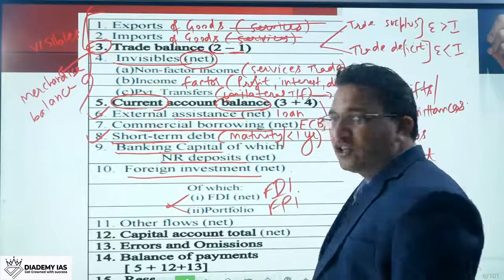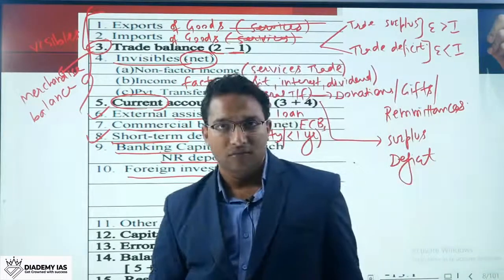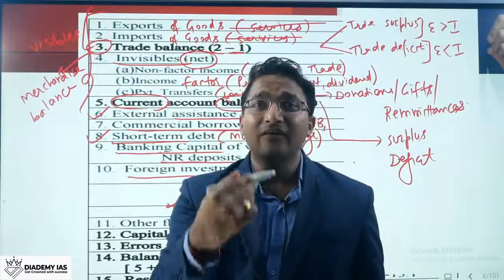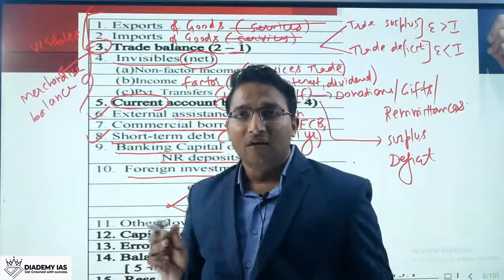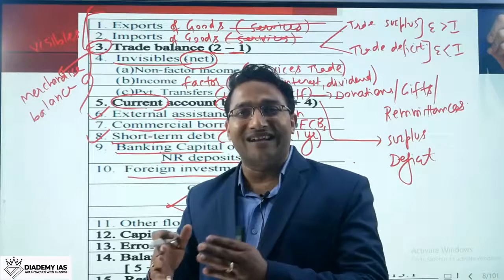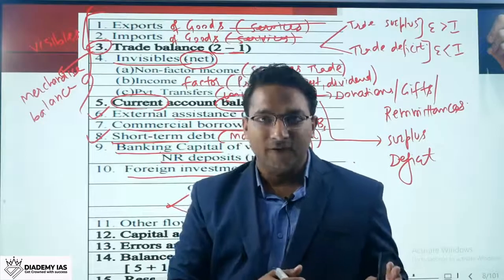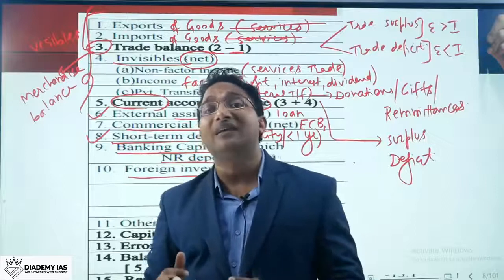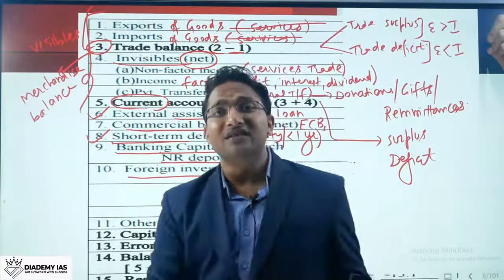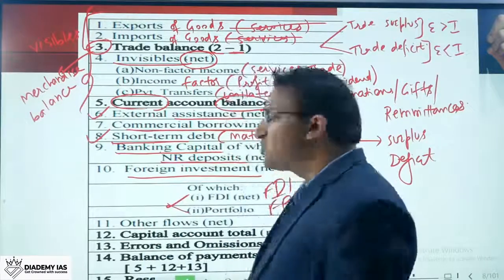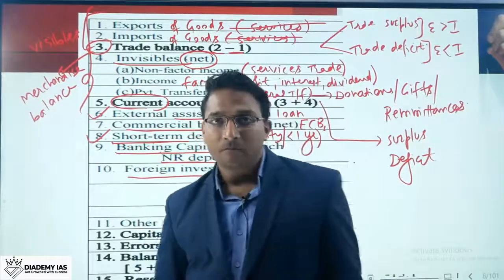FDI, foreign direct investment, this is for the long term. The purpose of the investor is to run the business and earn the profit in the long term. They will be doing the technology transfer, management practices transfer, experience transfer. So the purpose in foreign direct investment is not to earn money in the short term, but to run the business in the long term and earn the profit in the long term. So this FDI is always preferred over the FPI.